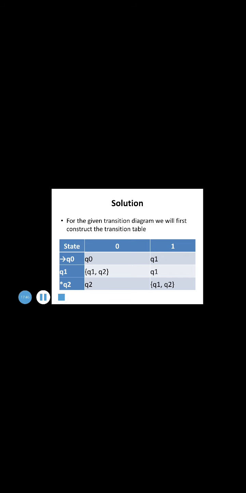After constructing the transition table from the transition diagram, it is necessary to apply the transition function. The transition function is indicated as delta. We have to apply the transition function delta on each and every state. If any new state is generated, then we have to apply the transition function for each and every new state and for each and every input symbol.